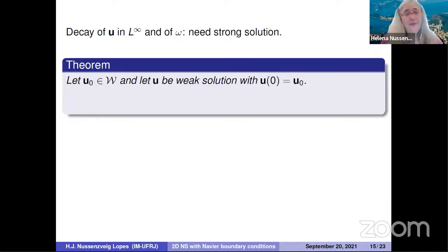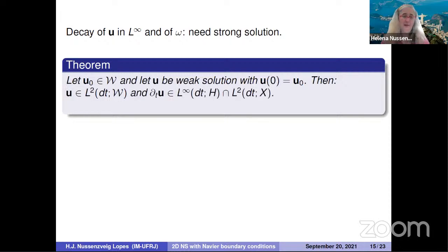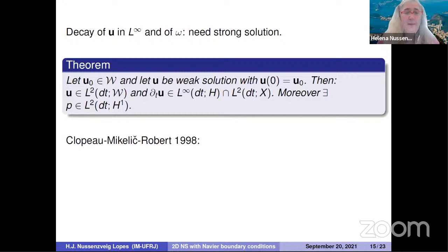So first of all, theorem. If U naught is in W and U is a weak solution with initial data U naught, then actually U is better. It's L2 in time into W, and dTu is L infinity into H and L2 into X, not only X prime, but actually X. So dTu is L2 into H1. Moreover, you can find a pressure, which is in L2 of time into H1.